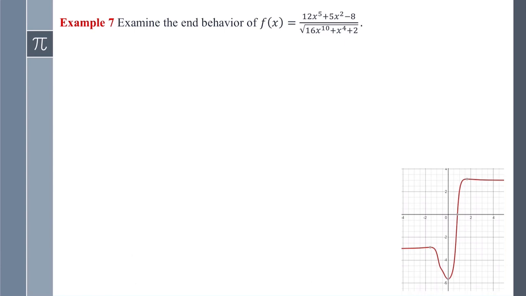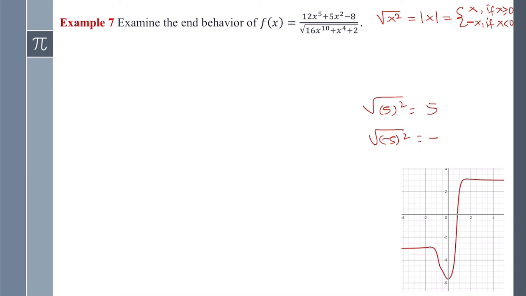Now here is another rational function with a square root. So here we need to be a little bit careful because we have a square root. One thing that I want to remind you is the square root of x squared is the absolute value of x, which means x, if x is greater than or equal to 0, and negative x if x is less than 0. So for example, if we have the square root of 5 squared, the root is 5. Square root of negative 5 squared, the root is negative of negative 5.